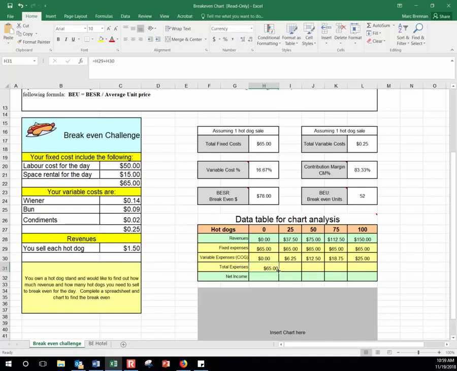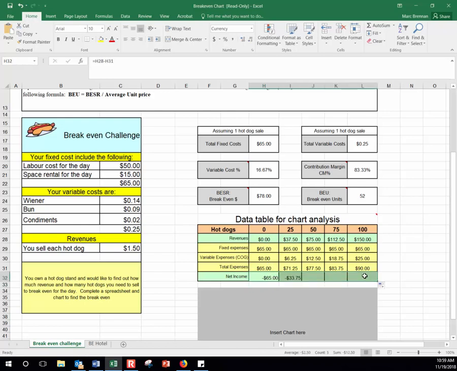Okay, and then we could just use the fill function. I'll put it in the middle. And then my net income, this is a very simplified way. Remember, income statement, revenues minus expenses equals our profit. So we can go revenues minus total expenses equals net income. So we would be losing money if we didn't sell any hot dogs.